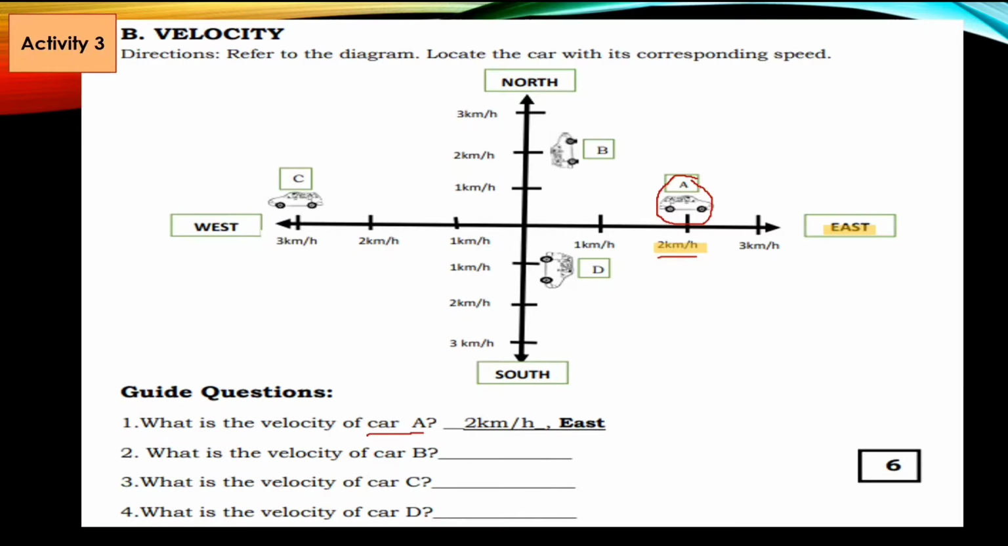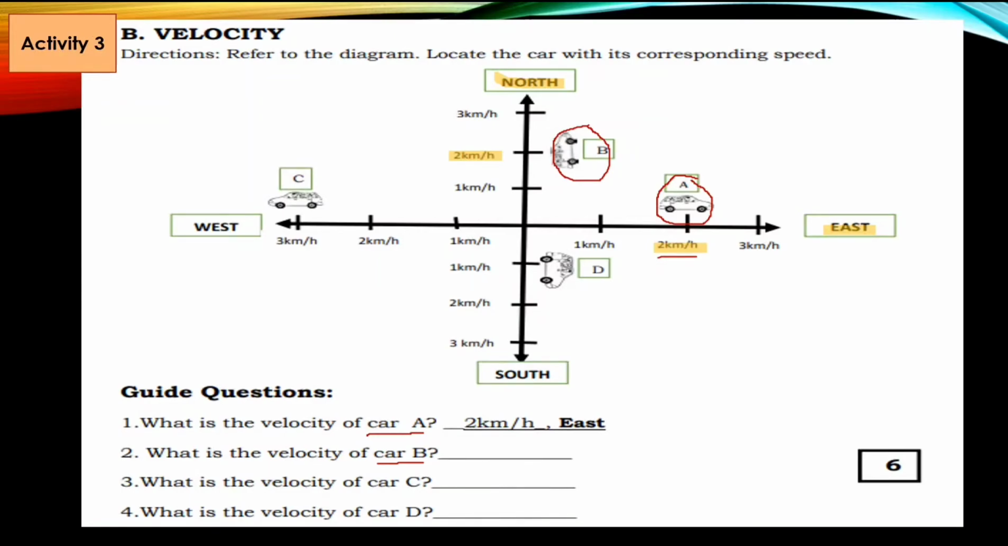Sa number 2, ano daw ang velocity ng car B? Hanapin natin sa diagram ang car B. At ito ang car B. Now, ano ang nakalagay na velocity sa tapat ng car B? At ano ang direction? Iyon ang ilalagay mo sa number 2.